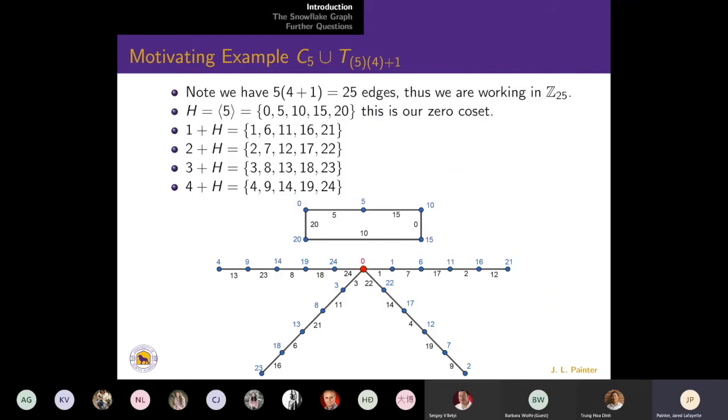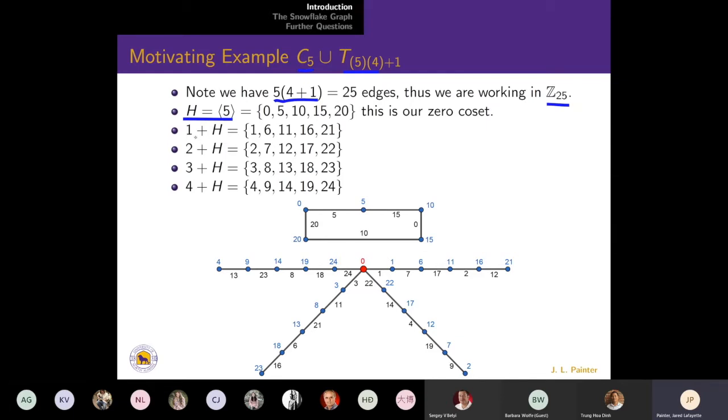So this is C_5 union T_{5,4+1}. That means we're going to have 5 times 4 plus 1, or 25 edges, and so we're working in Z mod 25. If we compute our subgroup H, remember, that's the subgroup generated by T plus 1, which is going to be 5 in this case, 4 plus 1. And so we get these elements 0, 5, 10, 15, 20, right? So that's our 0 coset, and we have exactly S elements in there, which S is also 5.